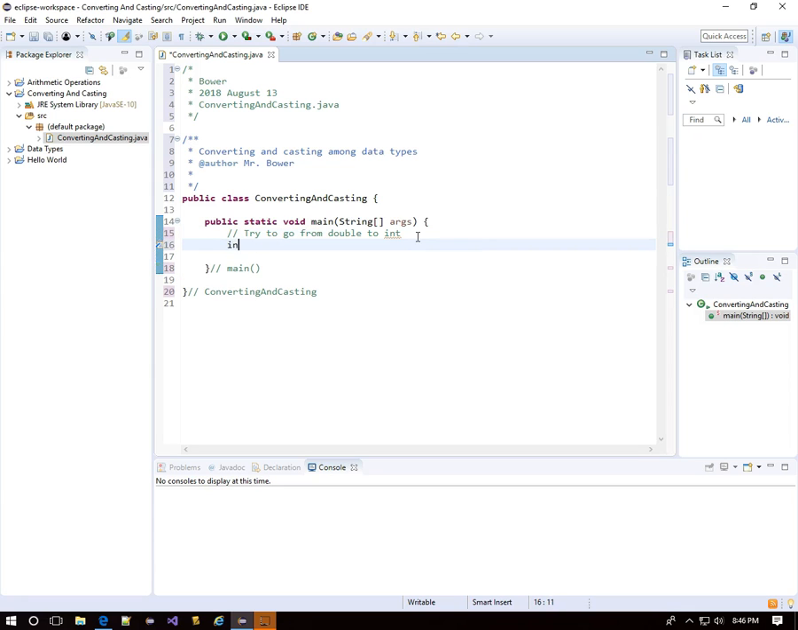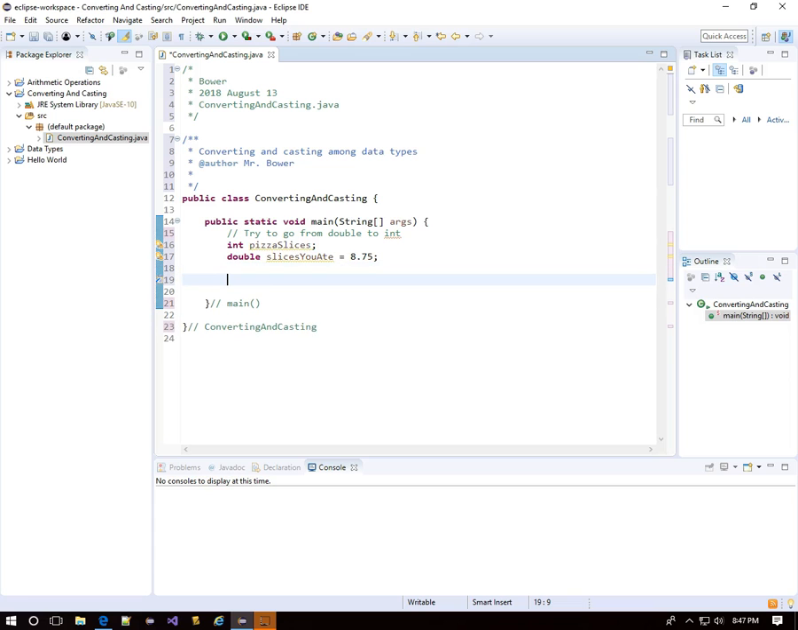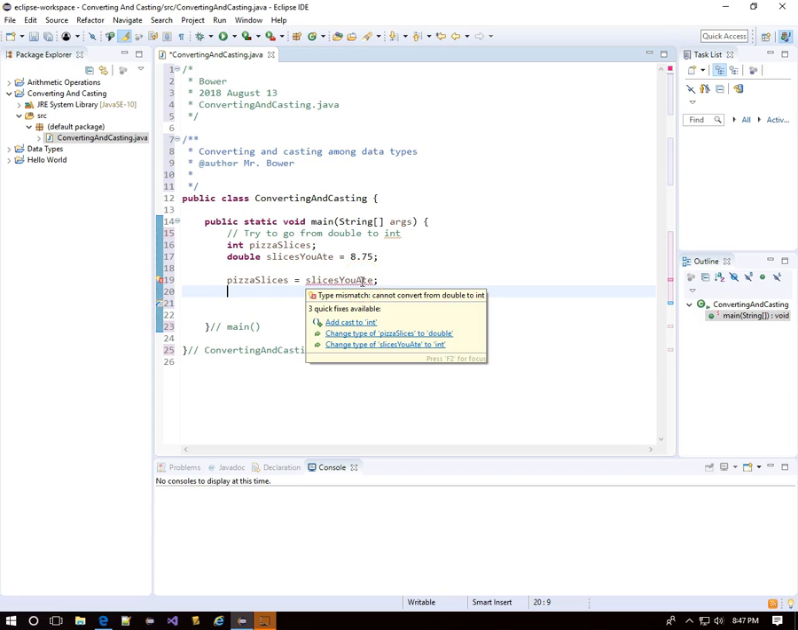Let's see what happens if we try to go from a double to an integer. So I'll have int pizza slices, and I'll have double the slices that you ate, because maybe you couldn't quite finish one piece, so you ate 8.75 slices of pizza. Maybe you left a little crust. So if we try to set pizza slices equal to slices you ate, looks like we've got a problem. Type mismatch. We cannot go from a double to an int.